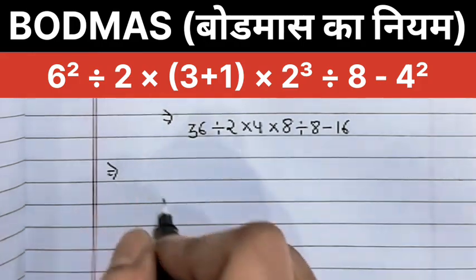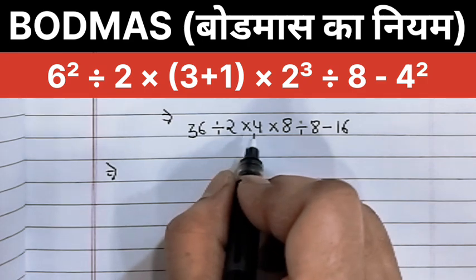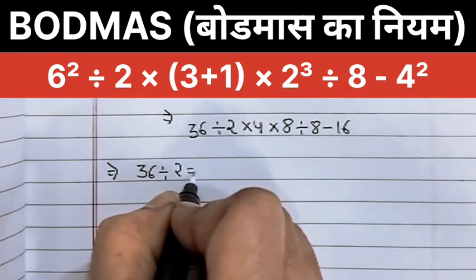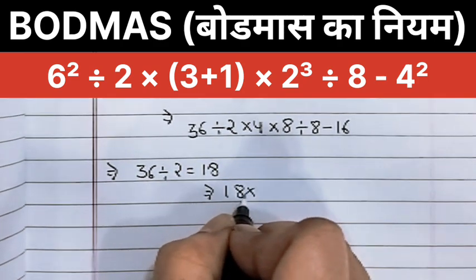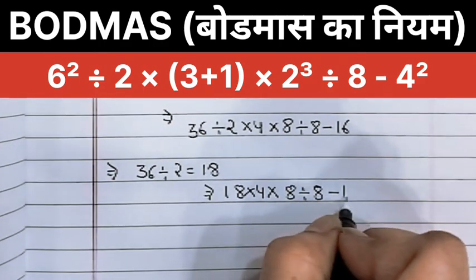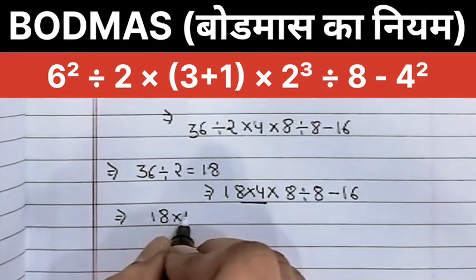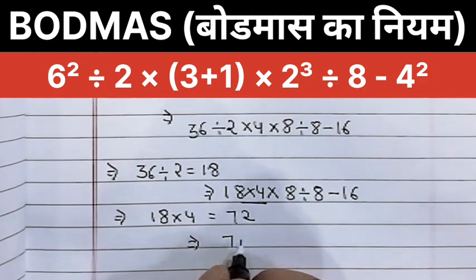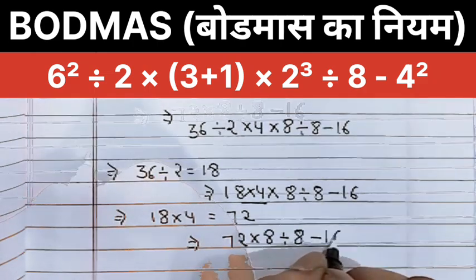Now step 3, division and multiplication. These operations have the same priority, so we solve from left to right. First we divide: 36 divided by 2 equals 18. So now the expression becomes 18 multiplied by 4 multiplied by 8 divided by 8 minus 16. Now we multiply: 18 multiplied by 4 equals 72. Again the expression becomes 72 multiplied by 8 divided by 8 minus 16.